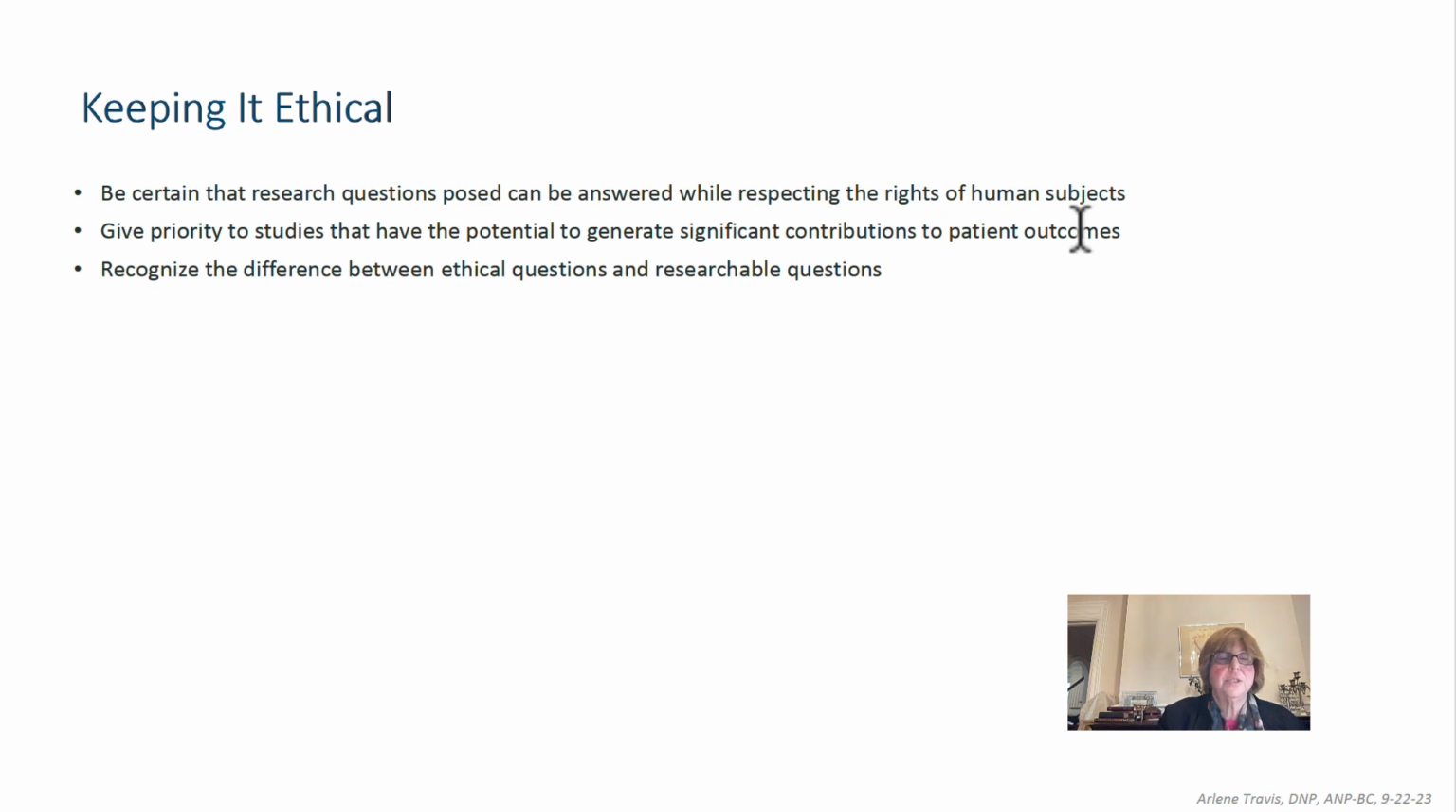You want to give priority to studies that have the potential to generate significant contributions to patient outcomes, and you want to recognize the difference between ethical questions and researchable questions. Having gone over this, and having gone over the other PowerPoints that we've done in class, you're going to have more of an understanding of how to answer the questions on the 2 articles that I've left you. I also have provided you with reading guides to help with reading the chapters that were assigned for this week. And when you're looking at your research articles now, you're going to be able to incorporate this information in looking at your studies.